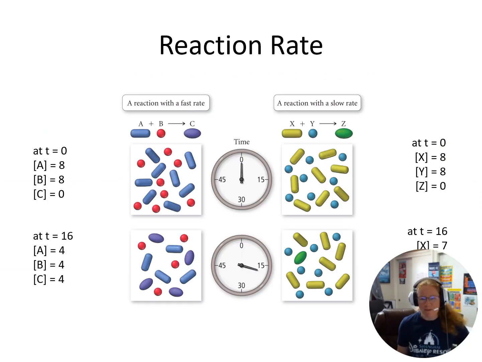So here I have a couple of different examples of reactions. And so on the left-hand side, we've got a reaction with a fast rate. We have A and B, they're going to C, okay? At 16 minutes, I have quite a bit of C and about half of A and B left. Now, on the other hand, I've got one on the right side with a slow rate. I've got X and Y that are converting to Z. Well, at the beginning of the reaction, I have all reactants. But after 16 minutes, the same time that passed for reaction A, well, I still have mostly X and Y and not a whole lot of Z has been created. So this reaction has a slow rate.